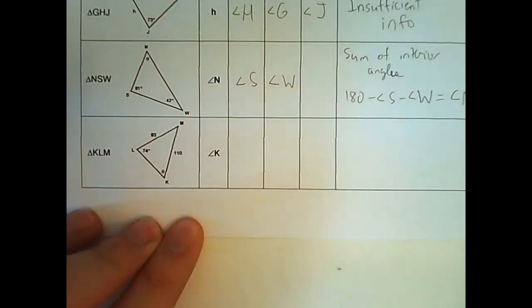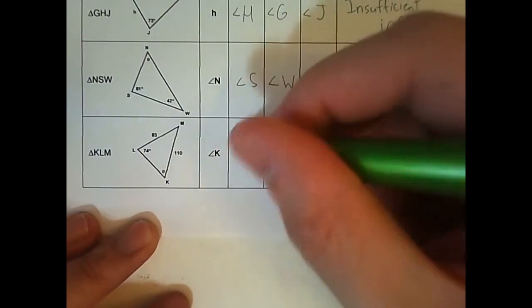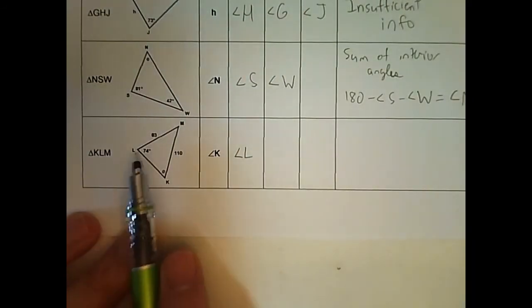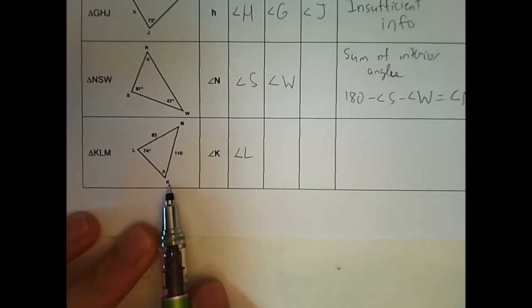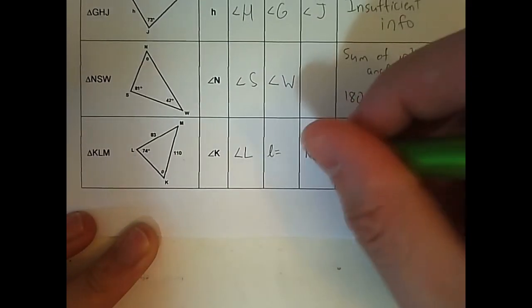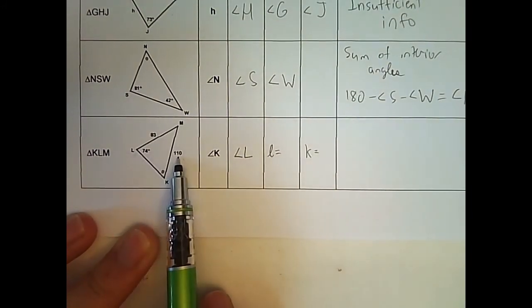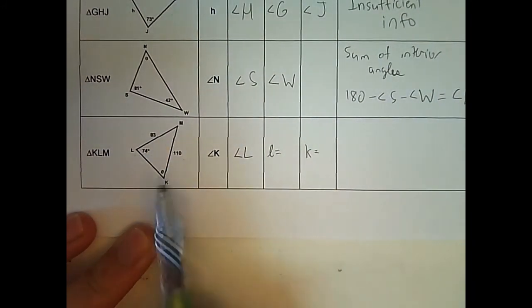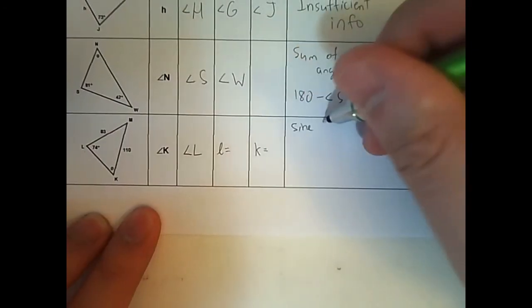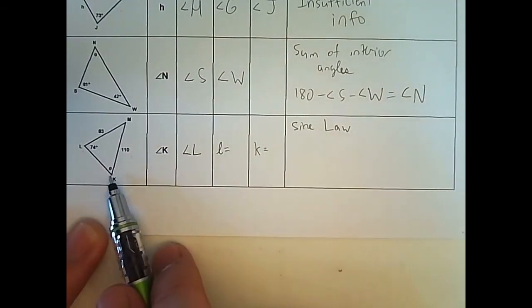And our last one, triangle KLM, I have angle L, which is 74. I'm trying to find angle K. I have side L, and I have side K. So I have an angle and its opposite side, and I have an opposite side and not the angle though. So because I have the opposites, I'm going to be using sine law. So I'm going to be solving for the angle this time.